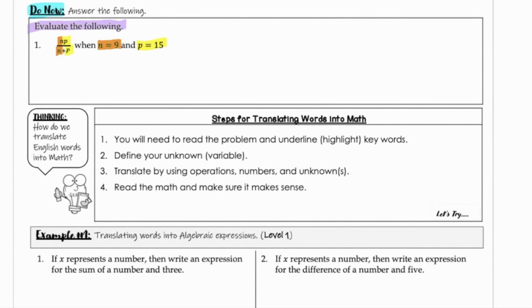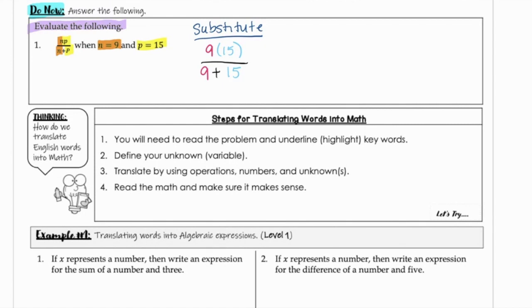Next thing you want to do is substitute. When we are asked to substitute, what we're asked to do is replace. So I'm going to identify my n, which is 9. And in the top piece, we're asked to do 9 times p divided by my n, which is 9, plus p. All right, so step 1, substitute. Nice and easy, I could get myself that point.